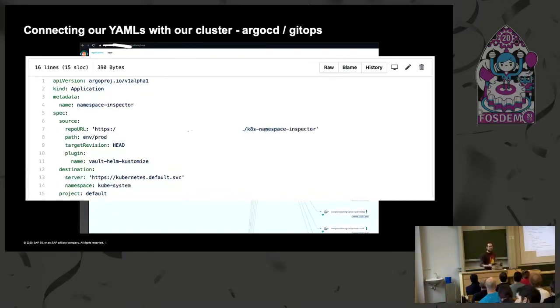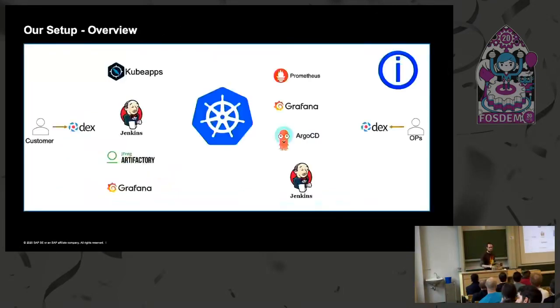The namespace inspector looks very similar. Not a lot of stuff to do. The target revision, where the values are coming from. We inject in secrets from Vault. Yeah. Now, how does a setup look like?